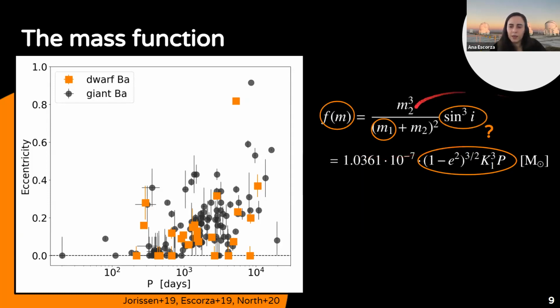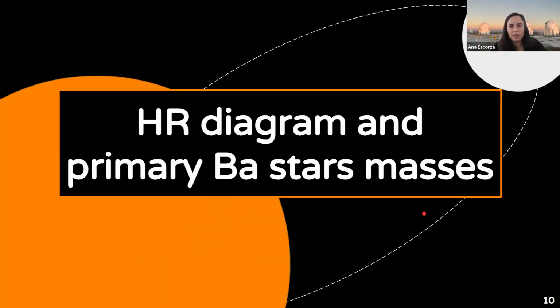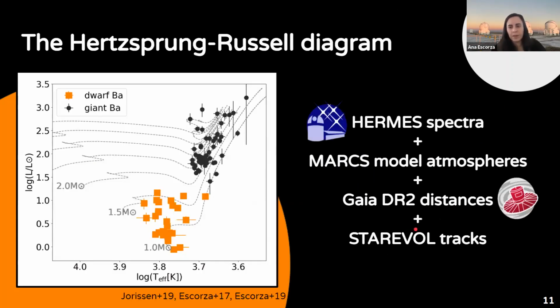The last parameter that we could learn something about is the inclination, and I will also show you at the end how we are working to get these inclinations. If we manage to put all these ingredients in this equation, we will get the mass of the other component as well, the one that we cannot see.